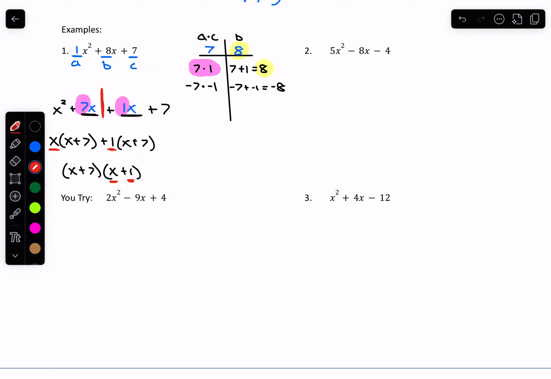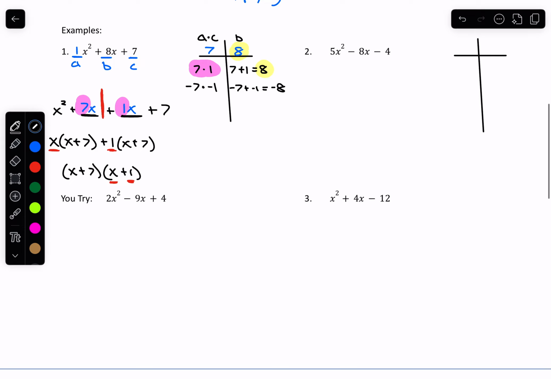All right, number 2, we're going to go a little bit faster this time. We're going to start by making a t-chart. Every time, the t-chart is how we will stay organized. In the top left, we're going to multiply a times c. So a times c in this case is 5 times negative 4, which is negative 20. The b term is going to go in the top right, and that is negative 8 in this case.